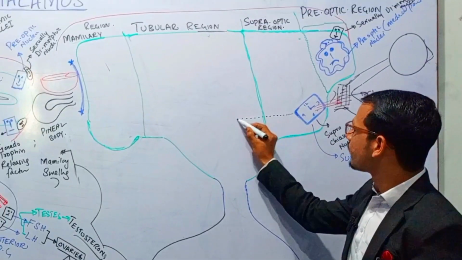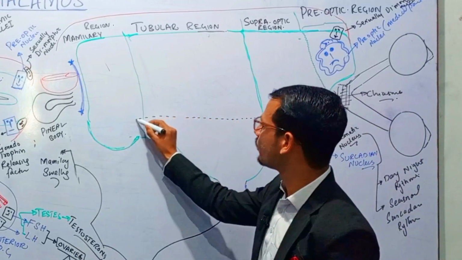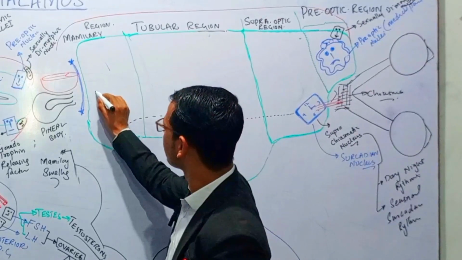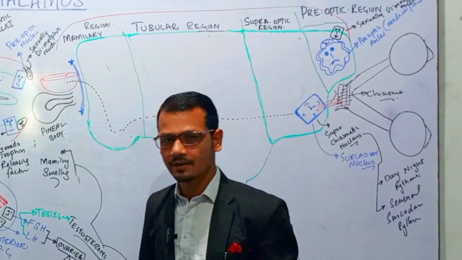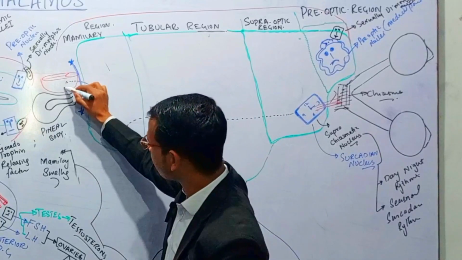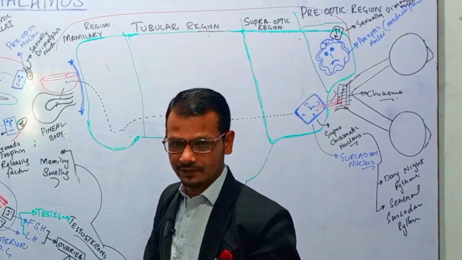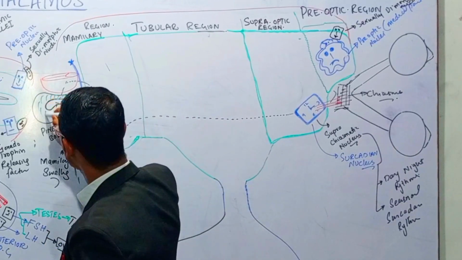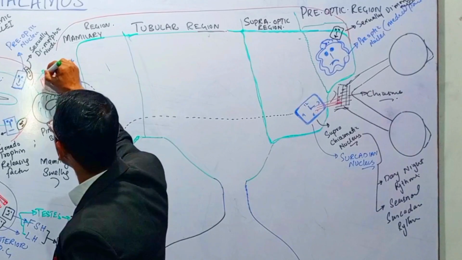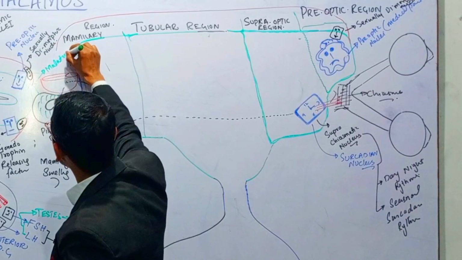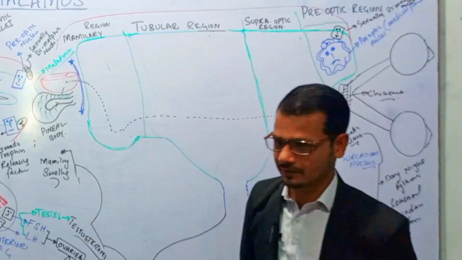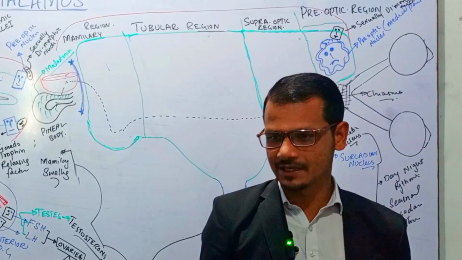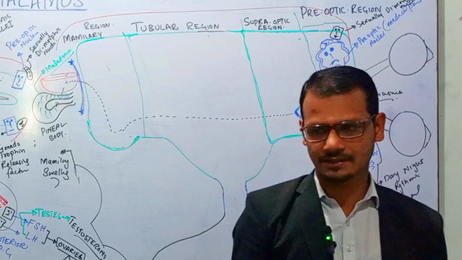How? The fibers go backward to the mammillary body. From the mammillary body it goes to the thalamus. From the thalamus it goes to the pineal body, and the pineal body is responsible for melatonin. It secretes melatonin, right? And this melatonin is also known as the dark hormone, because it makes us aware about darkness, right?